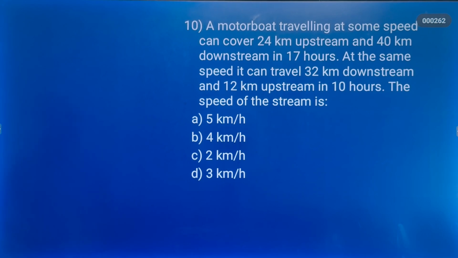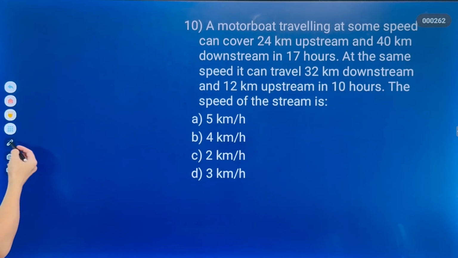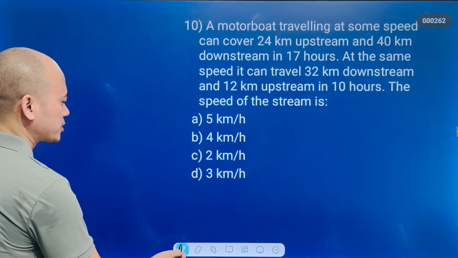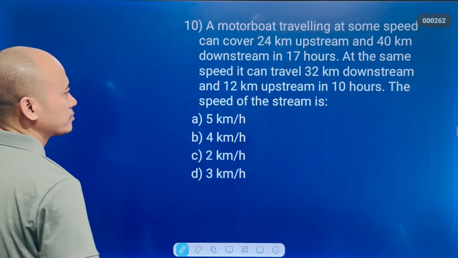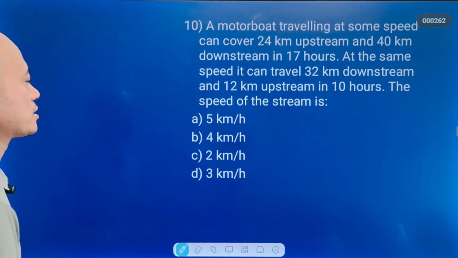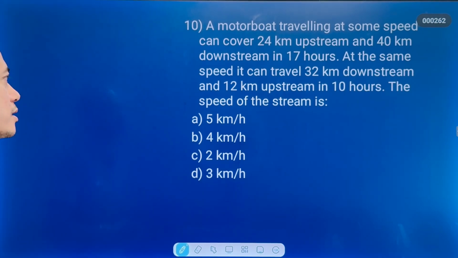So in this kind of boats and streams question, you have to know what upstream and downstream mean. Upstream means going against the stream, that means going against the force of the water or force of the current, and downstream means traveling along with the current, along with the speed of the current.